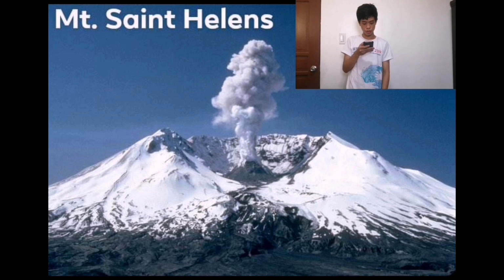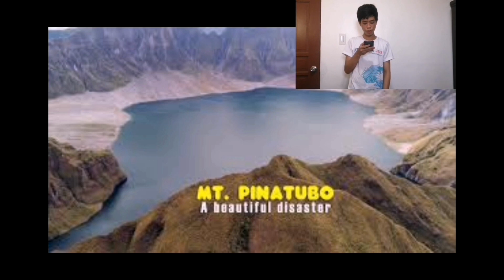Mount Vesuvius in Italy erupted in 79 AD, burying the city of Pompeii in ash. Number 2. Mount St. Helens in the United States erupted in 1980, causing significant damage to the surrounding area. Number 3. Mount Pinatubo in the Philippines erupted in 1991, causing widespread damage and resulting in the evacuation of over 100,000 people.